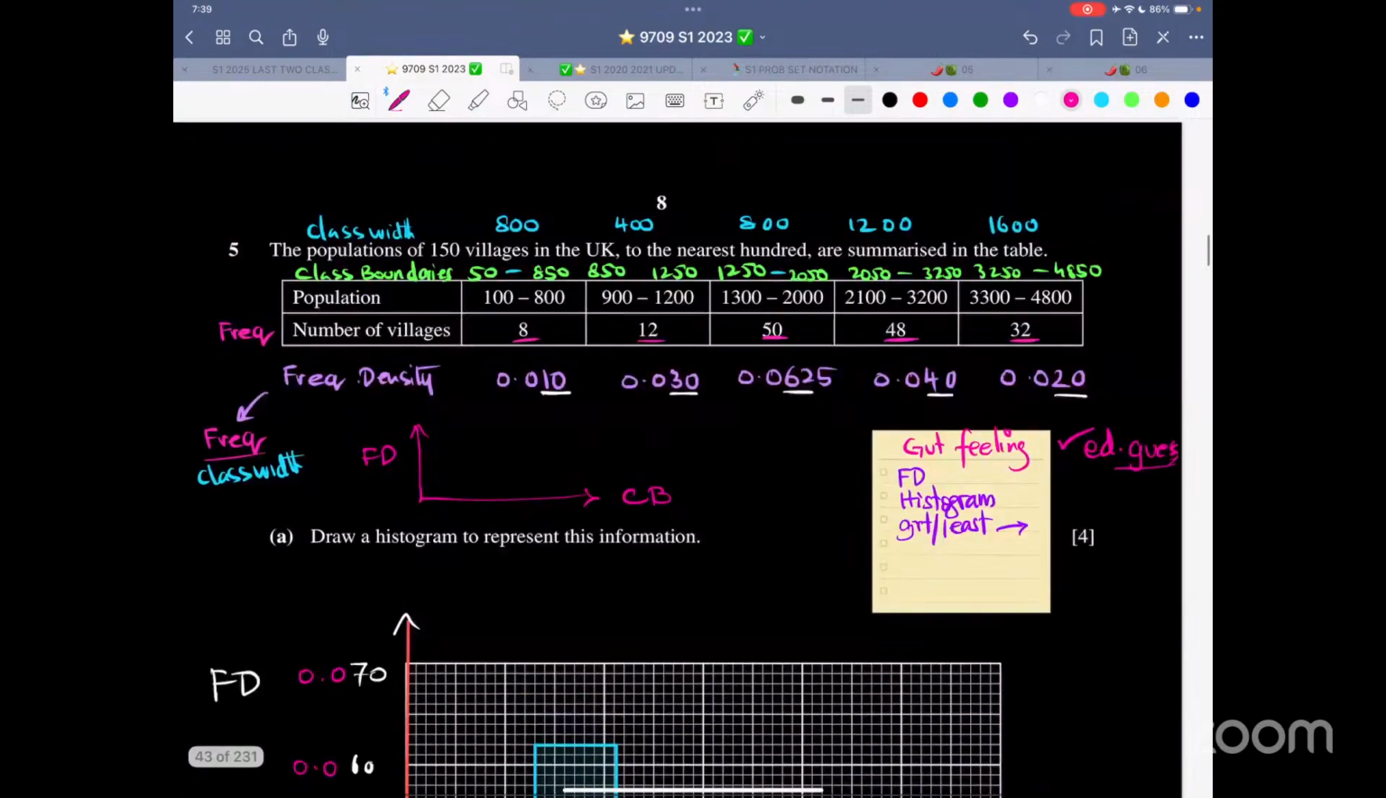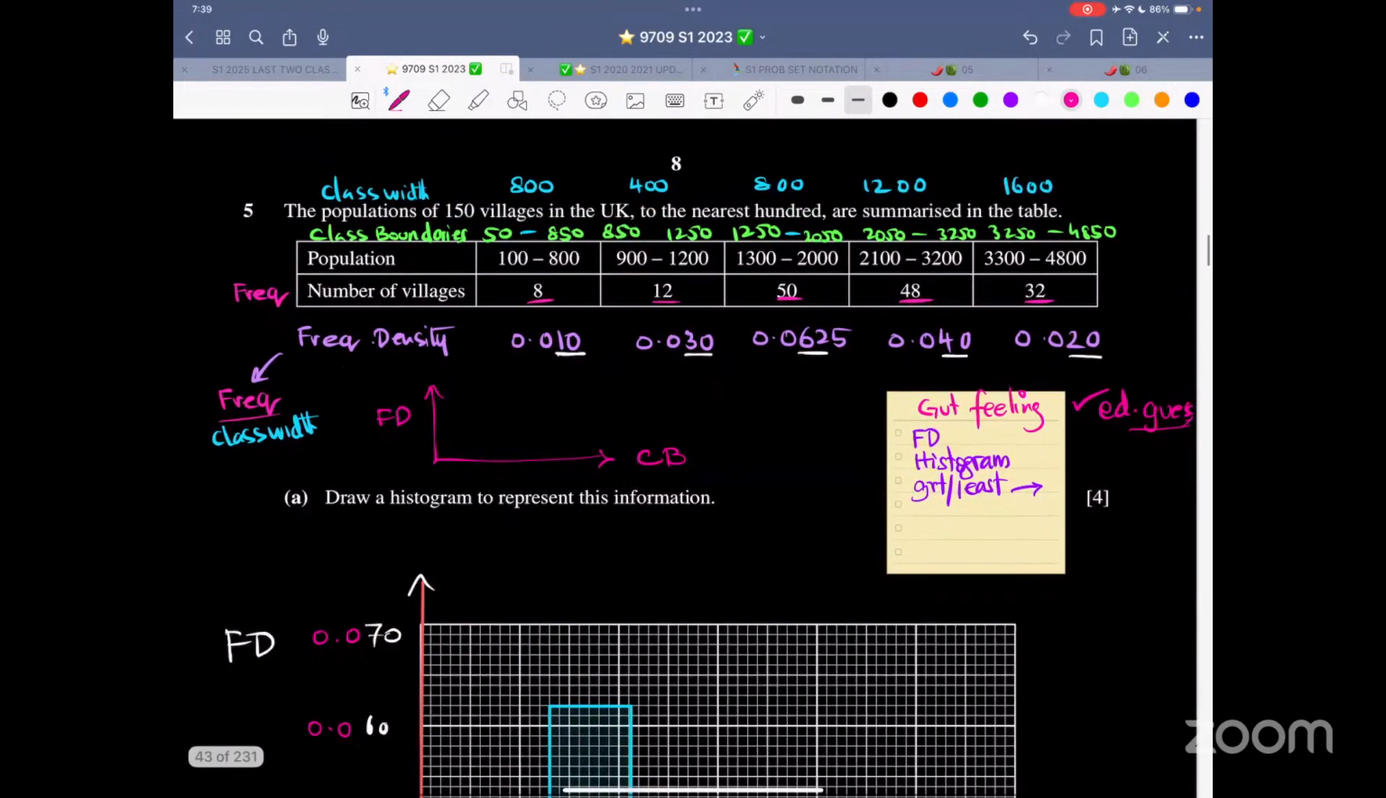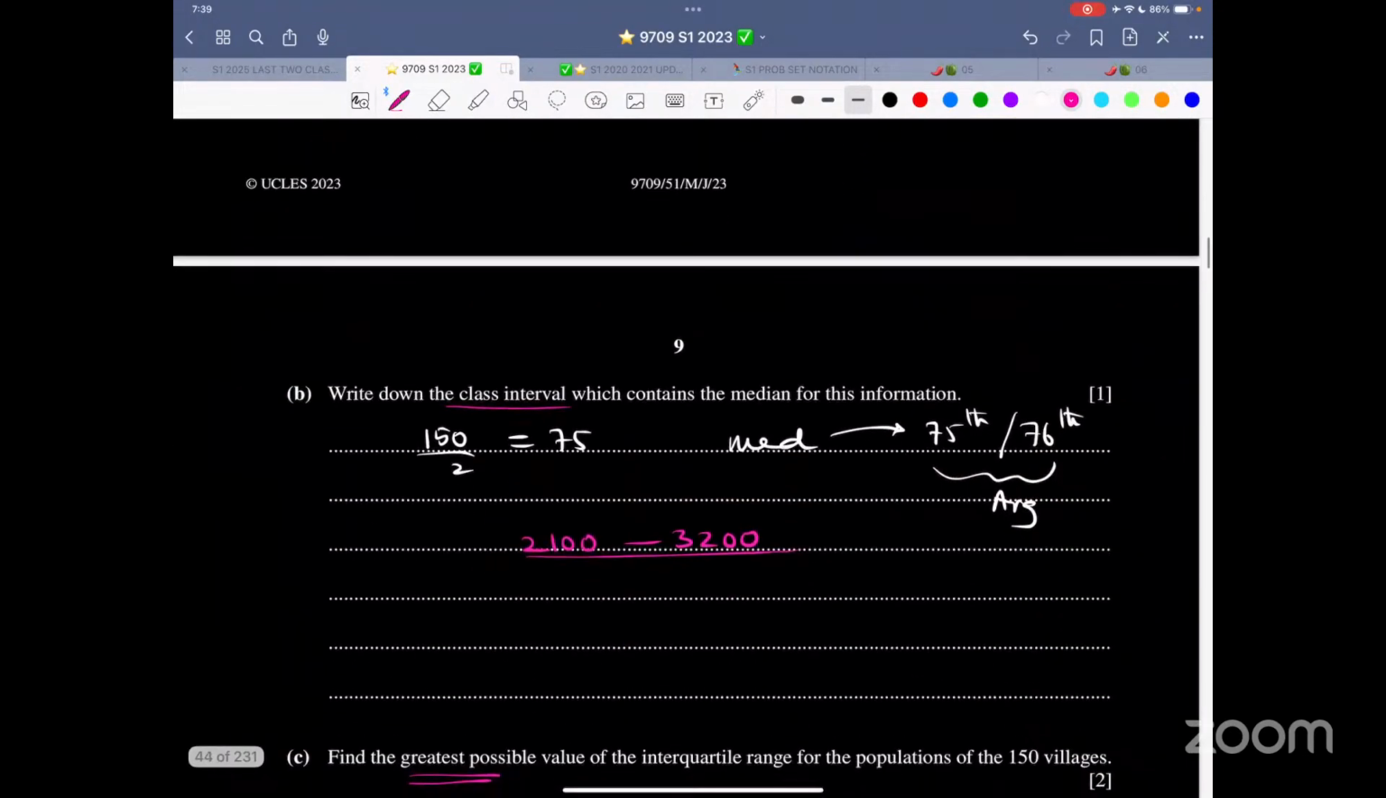Next thing, the histogram is drawn. That is for 4 marks. Write down the class interval which contains the median. So now what is the median? Median is the value that occurs in the middle. The sum of frequency is 150. 150 divided by 2 is 75. Therefore, there is no middle value. So pick the 75th value and the 76th value. And what do we do? For the 75th and 76th, take the average.